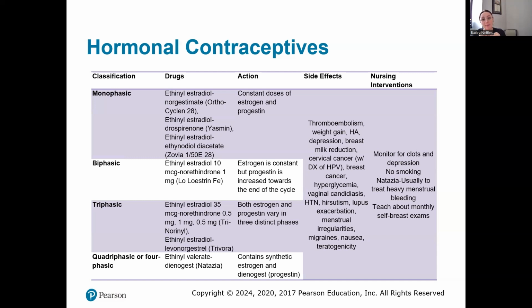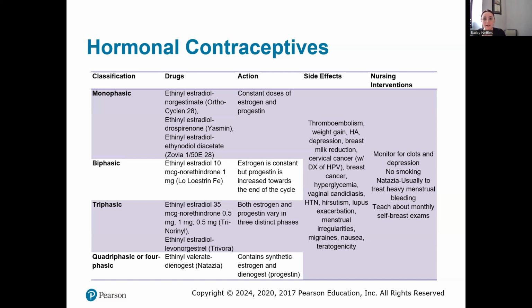Okay. You can have hyperglycemia, and what goes along with that is vaginal candidiasis, which is a yeast infection. Okay. If I have high blood sugar, a lot of times you'll get the yeast infection. Okay. High blood pressure, hirsutism, which is when you have male-like hair growth. So you'll grow a mustache, you may grow a beard, you may grow hair everywhere. Okay. Lupus exacerbations, menstrual irregularities, which is like breakthrough bleeding. So you may bleed in the middle of the month and you don't know why. Migraines, nausea, and then it is also teratogenic, so it's not safe for pregnancy, obviously.